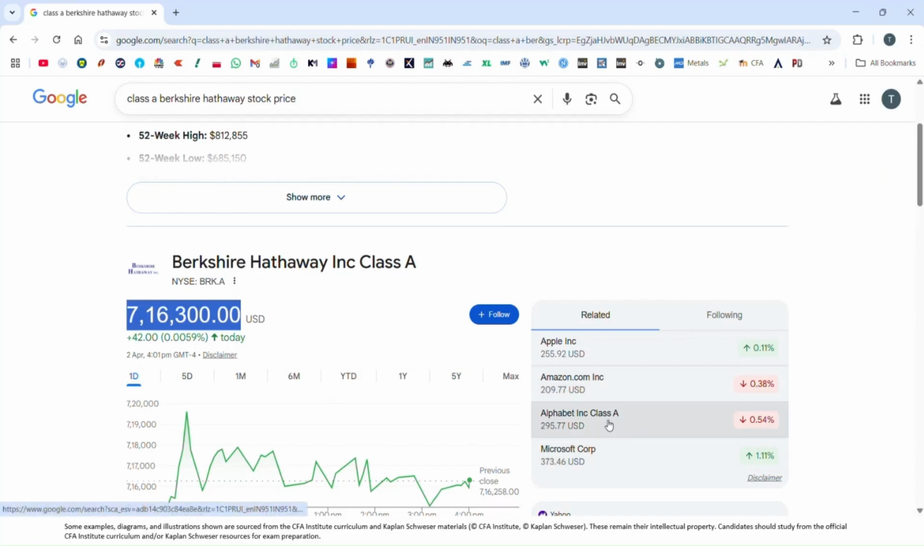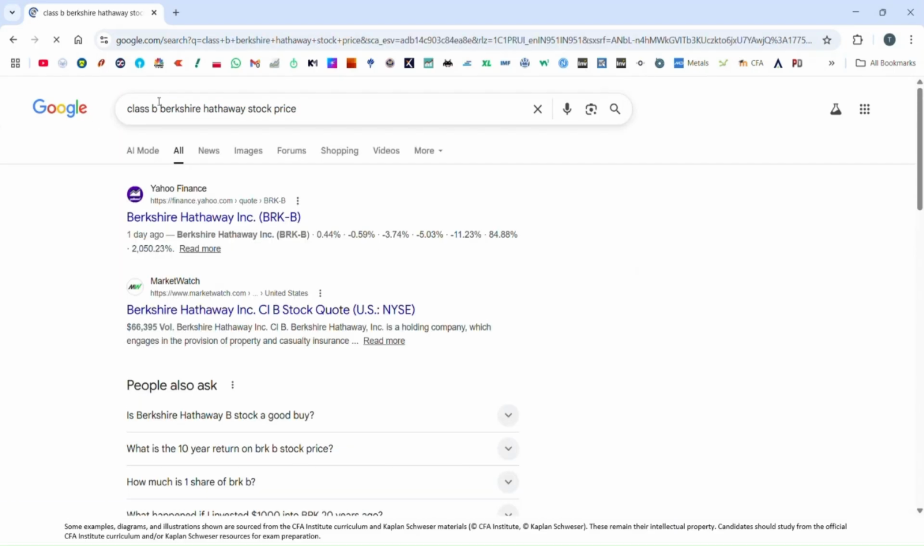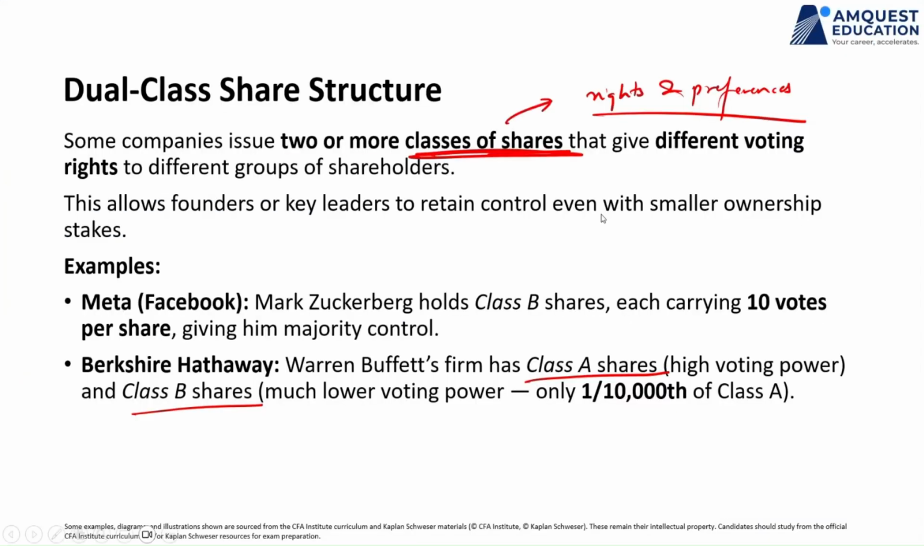Alphabet also has a Class A share, right? Once again, Google's parent Alphabet has a Class A share. And the same thing, if we say Class B Berkshire Hathaway, it would be a very, very low price for a Class B share. A Berkshire Hathaway Class B share, as compared to the Class A share, trades at $477. It's a significant delta that we are looking at when we are looking at these securities. So the idea is Class A, Class B shares, different categories of shares have different rights, different preferences. Their pricing is dependent on those variables or those elements.